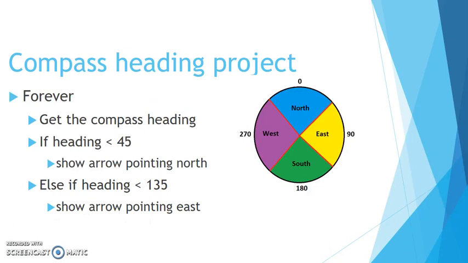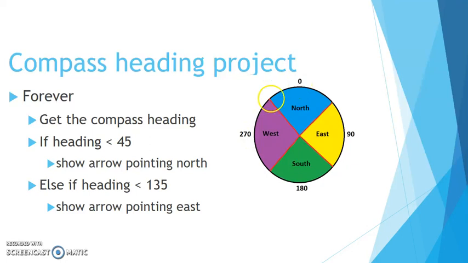In the final project for this screencast, we're going to look at compass heading, which is another input that we can use. So what we're going to do here is we're going to forever get the compass heading. Compass heading is a value between 0 and 360. So we have 0 at the 12 o'clock position, 90 degrees at the 3 o'clock position, 180 degrees at the 6 o'clock position, 270 degrees at the 9 o'clock position, and we're back up to 0 or 360 at the 12 o'clock position.